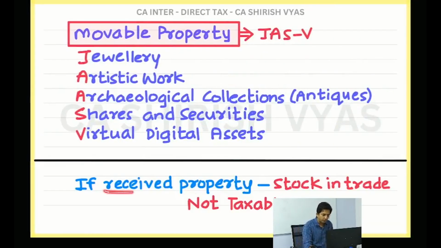If the received property is stock in trade for the receiver, then it is not taxable. Whether it is movable or immovable property, no price, low price, less than 50,000 or more than 50,000, whatever, it is not taxable. That's it. One question on that. You have to write this very neatly.